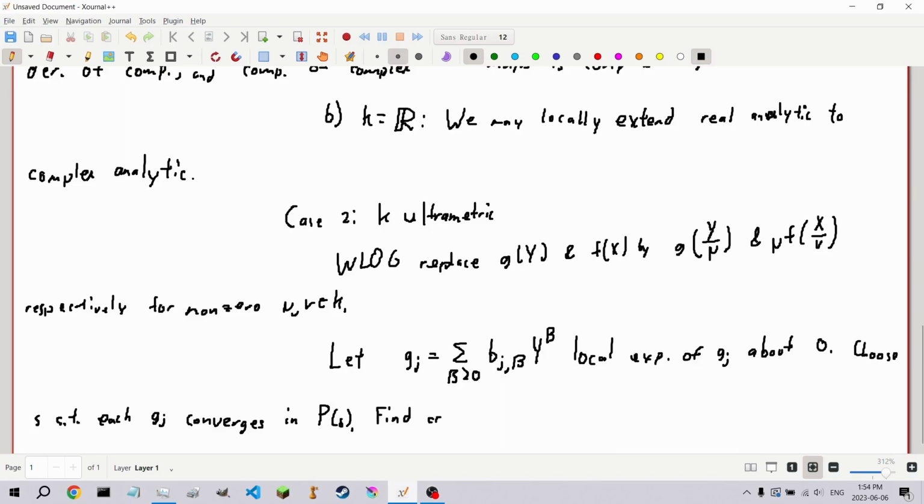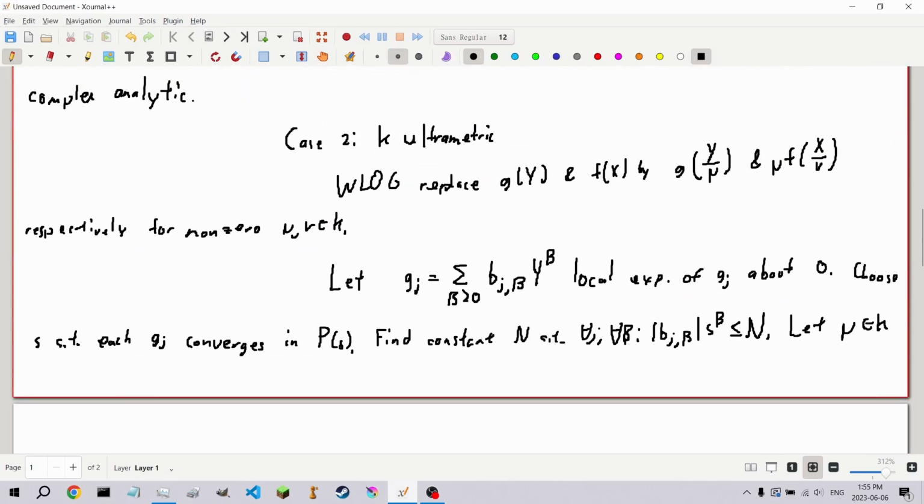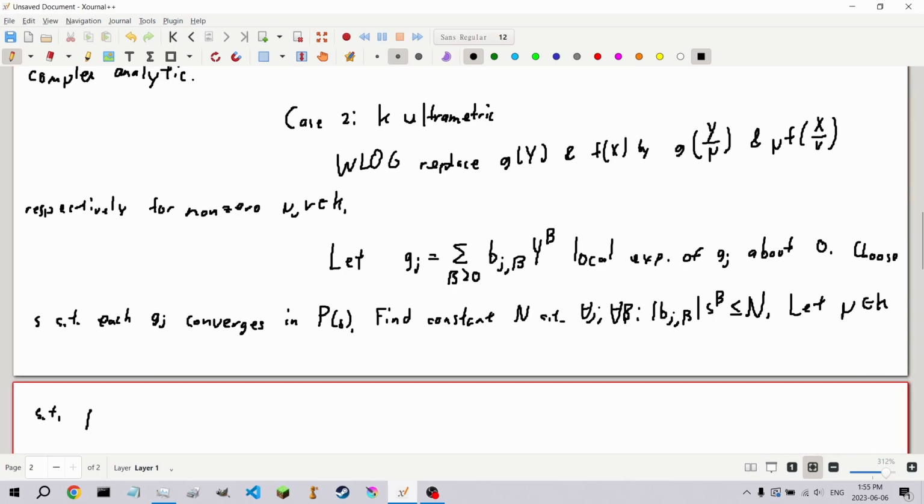Now we can find a constant n such that for all j and for all beta, the size of b sub j comma beta times s to the beta is bounded by n. Let mu be an element of K, such that the size of mu is at least the max over j of 1 plus r n over s_j.